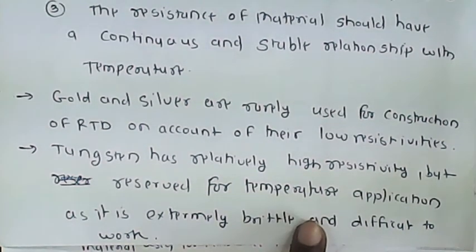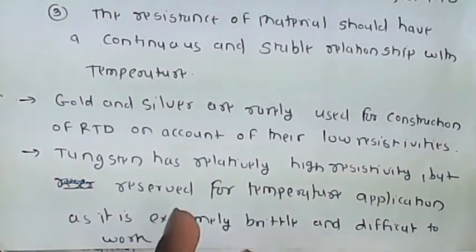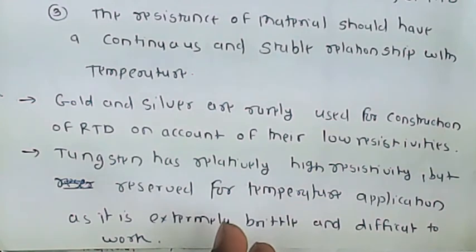So the tungsten material is used for the construction of RTDs reserved for applications with very high temperature, like a boiler where the temperature is to be measured. At that time, an RTD made of tungsten will be used.